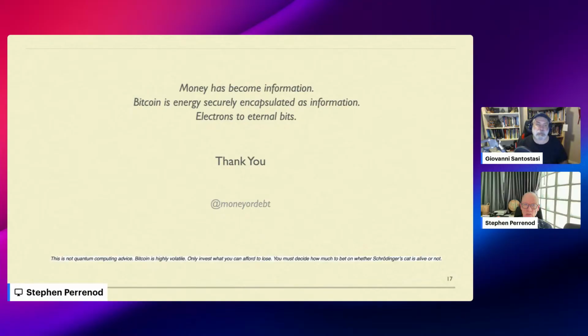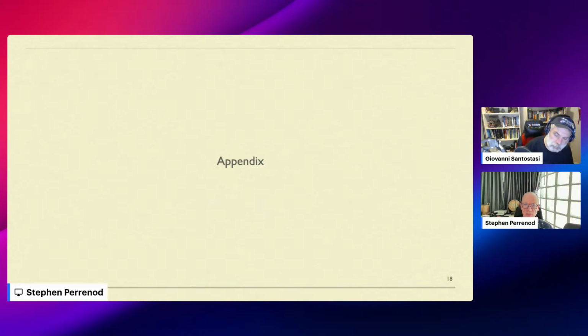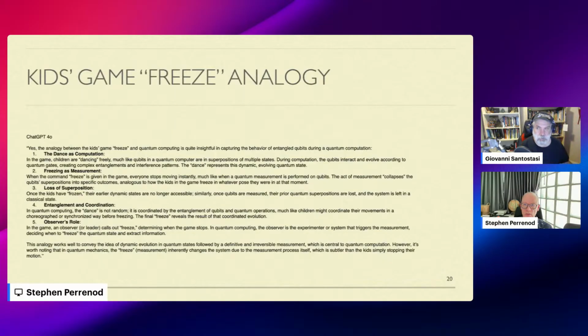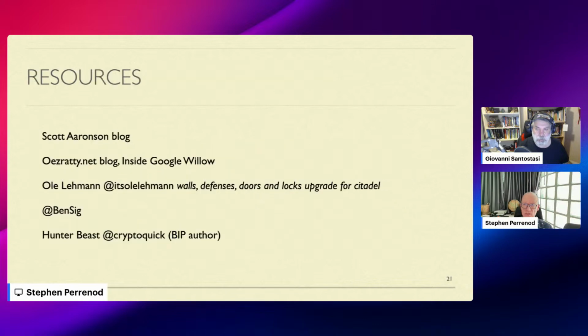Okay, with that, I think we can wrap up. I'm going to show other resources that you can look at. Scott Aaronson's blog, he's a quantum physicist. The Ozzy Roddy blog for the details of the Google Willow. I mentioned these next two.